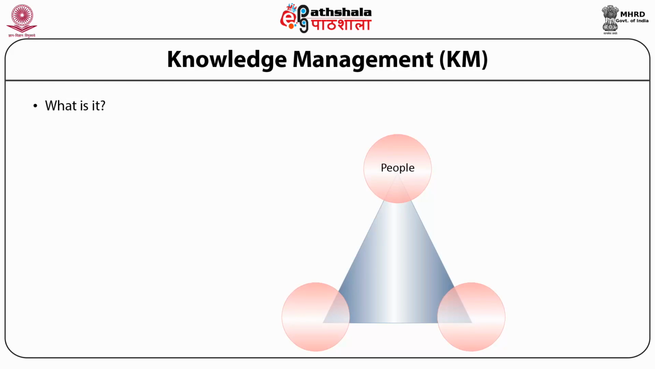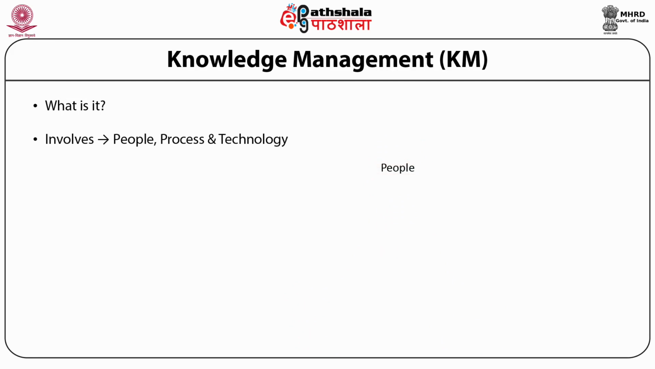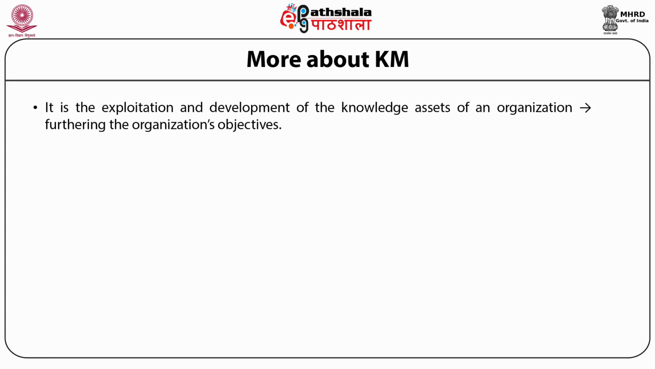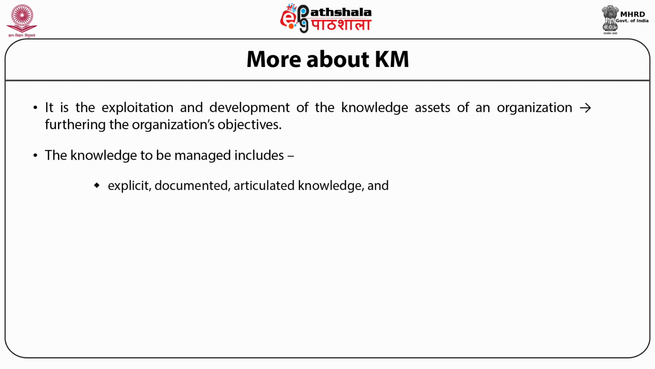So what does knowledge management involve? What is it all about? As we have discussed, it is about sharing of knowledge by capturing and capitalizing on the organizational intelligence. It involves three components: people, process, and technology. It is concerned with the exploitation and development of the knowledge assets of an organization with a view to furthering the organization's objectives. The knowledge to be managed includes both explicit documented knowledge and tacit subjective knowledge.